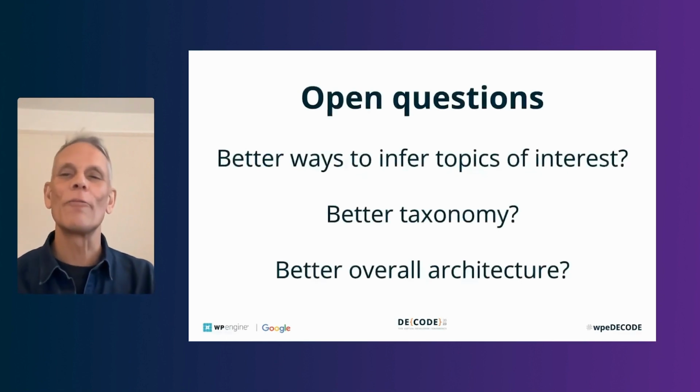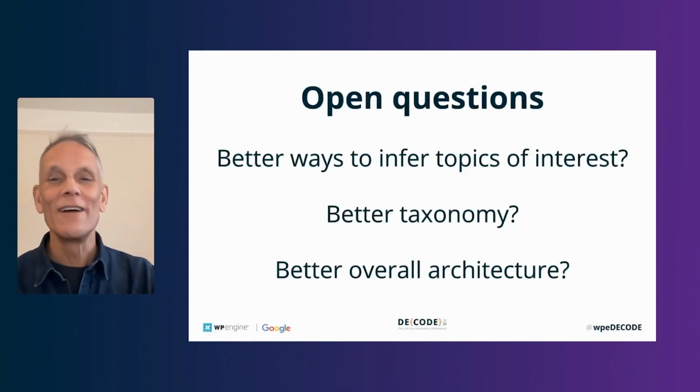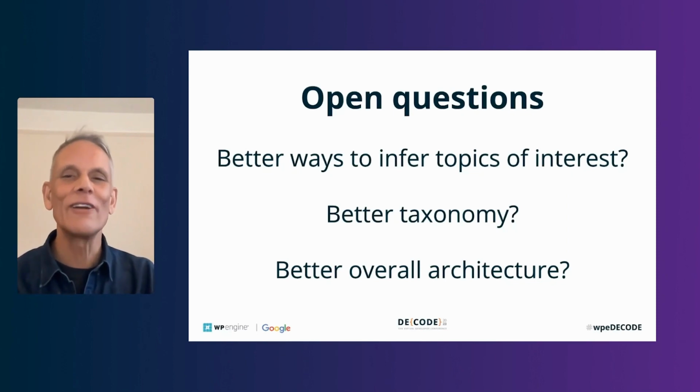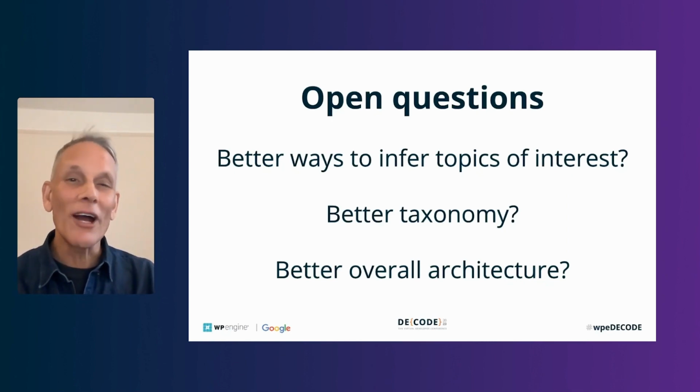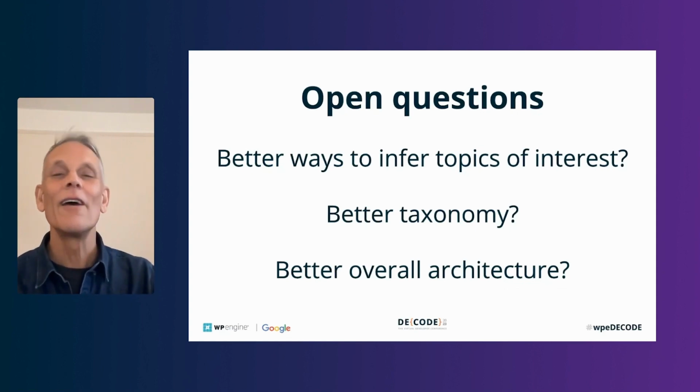How could we do a better job of inferring topics of interest for a user based on their browsing activity? How can we improve the taxonomy, content, and structure to make it more useful while preserving user privacy? And how can we improve the overall architecture of the API? I think one thing to bear in mind here is, whether we have topics or something different, we still need to meet its use cases.